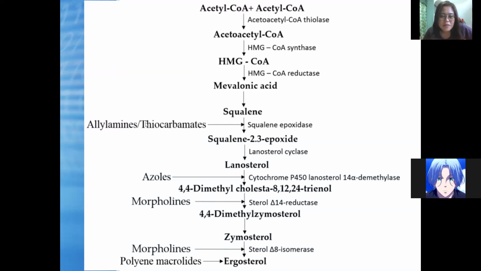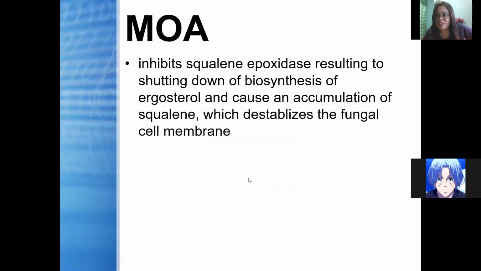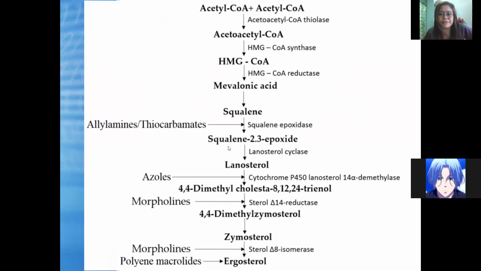So the target of allylamines and the thiocarbamates is this, inhibit ni siya na enzyme, leading to the accumulation of squalene in their cell membrane, but they don't have the ergosterol anymore, and that will lead also to the destabilization of the fungal membrane. So pag na-destabilize na ang fungal membrane, there will be leaking of all the inside component of the fungi. So mamatay siya. So ang ending gihapon is the death of the fungus. So you need to be familiar with this pathway sa pagbuhat og ergosterol.